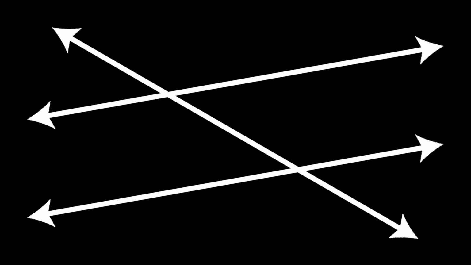Let's think about what we already know about this configuration with two parallel lines and a transversal. Can you count how many angles there are here? 1, 2, 3, 4, 5, 6, 7, 8. There are 8 angles. Let's label them with letters so that we have angles A through H.